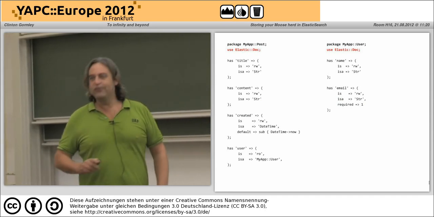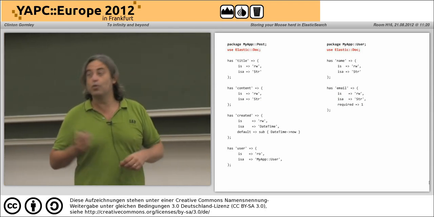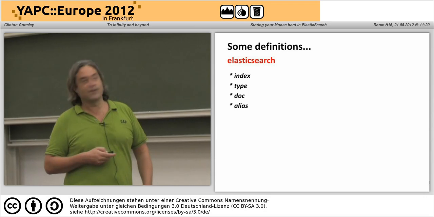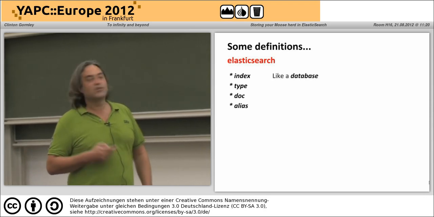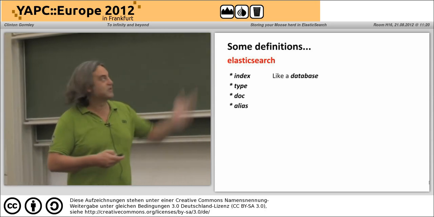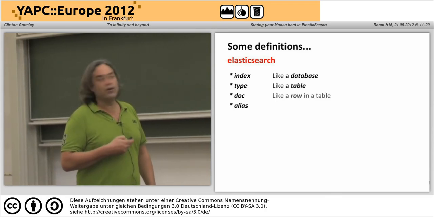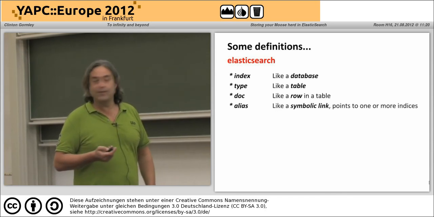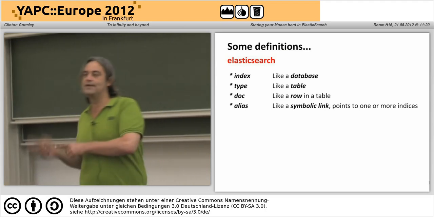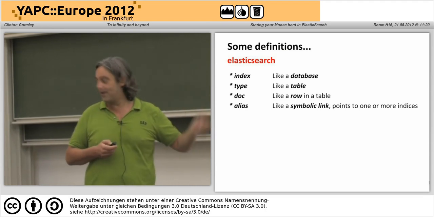Right, we need to pause for a moment and talk about some definitions, because there are a bunch of terms that we use that either you won't know or sound different from what you're used to. So let's start with some Elasticsearch terms. An index in Elasticsearch is like a database in MySQL or Postgres, okay? So you can have multiple databases, multiple indices. A type is the equivalent of a table in that database. A doc is like a row in the table. And an alias is like a symbolic link which points to one or more indices. This is quite important and becomes more obvious later on why.